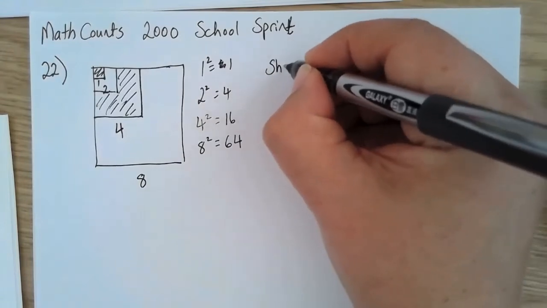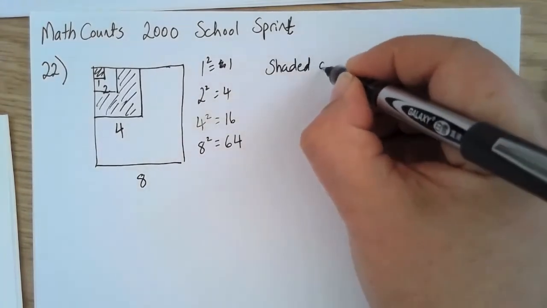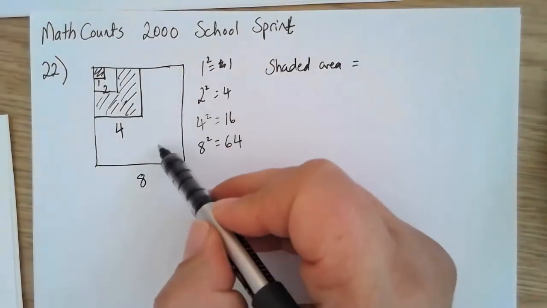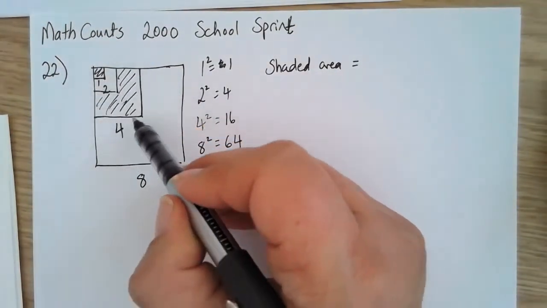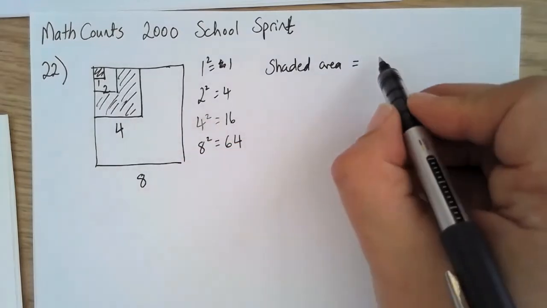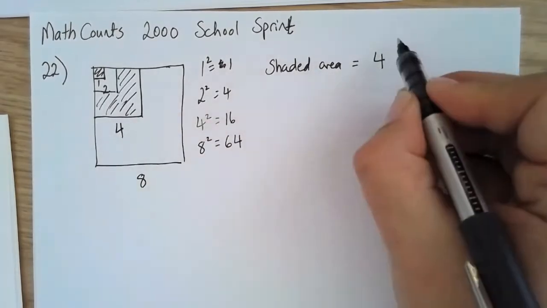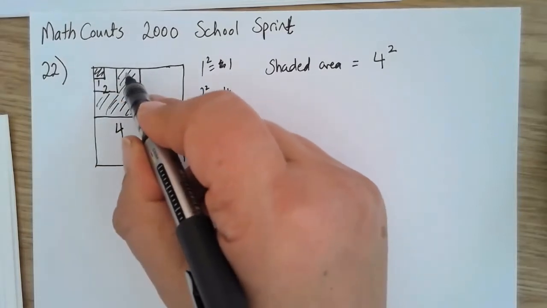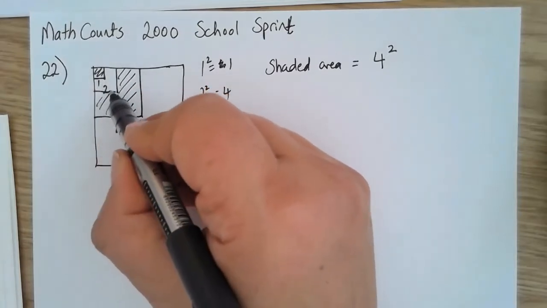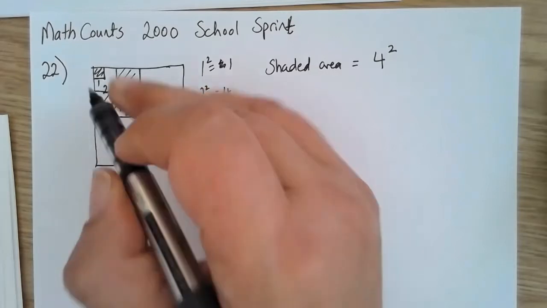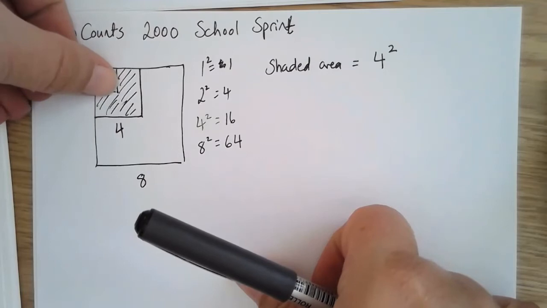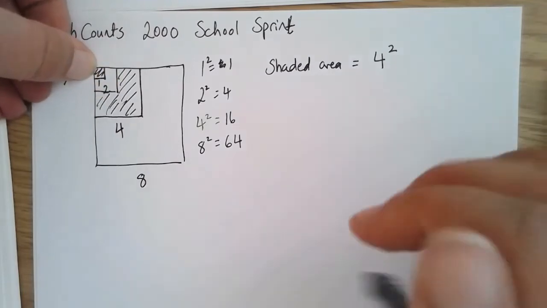The shaded area... Now, we don't need to worry at all about that 8. We're just looking at that shape in there. So we're looking at the total, which is 4 squared of this. So that's the whole of that shape there. We want to take away the 2 squared. So if we ignored that as a corner that's out, we want to take away the whole of that.